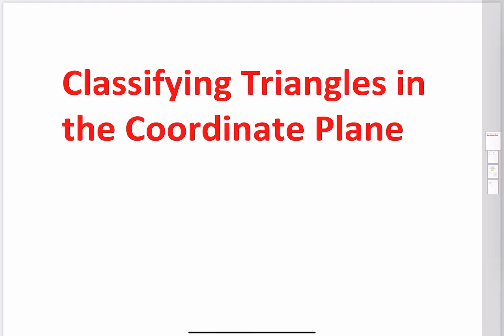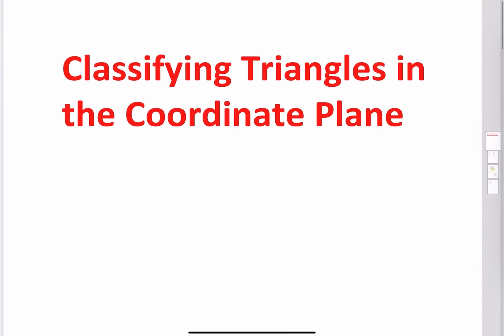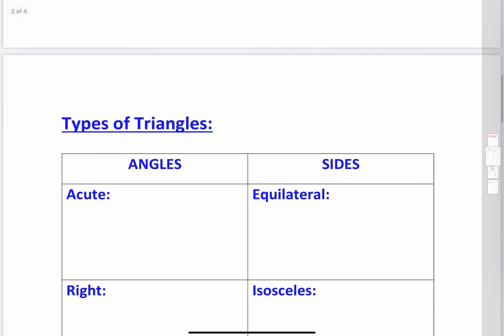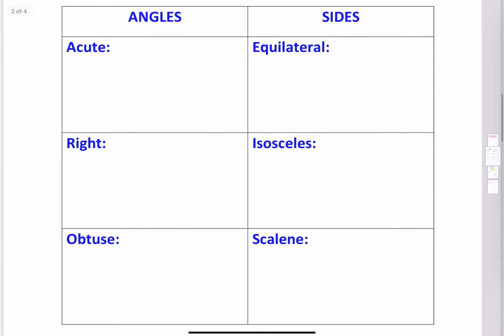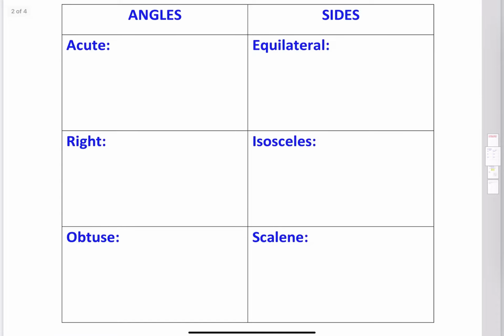Hey everyone, Teacher Chang here today, and we're going to classify triangles in the coordinate plane. So let's go ahead and take a look at the different types of triangles that we might have. We can classify our triangles in terms of their angles and in terms of their sides.